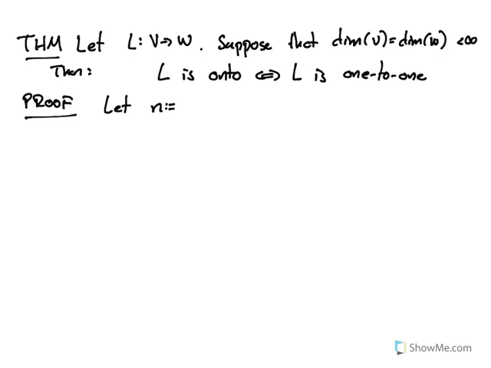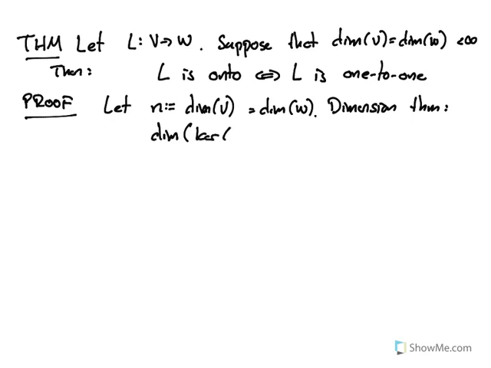Let n be defined as the dimension of V. This is also equal to the dimension of W. Then the dimension theorem from the previous lecture states that the dimension of the kernel of L plus the dimension of the range of L is equal to n. So they add up to the dimension of the source space.